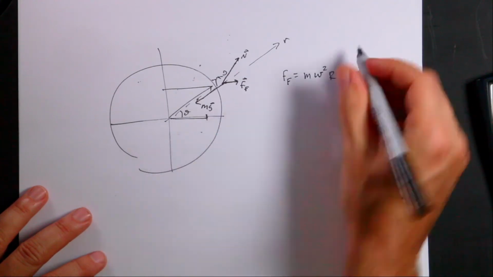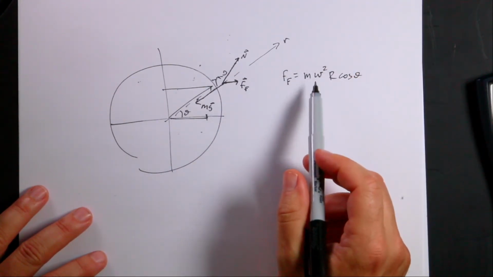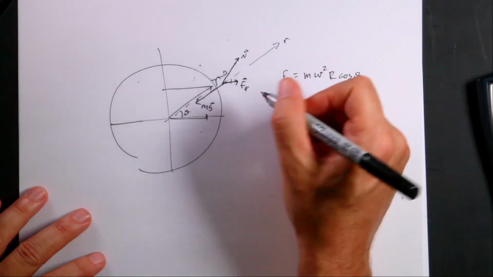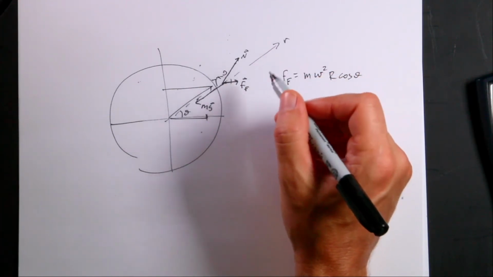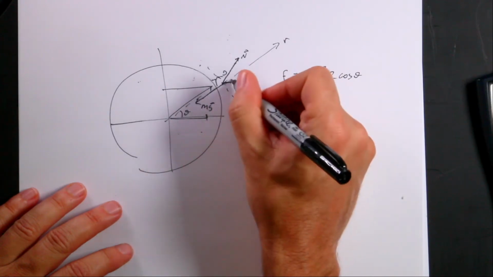That's how big I am. So I'm going to use R cosine theta. That's the magnitude of the fake force, the direction of the fake force along the R direction. I only care, let's just find this along the R direction. I probably shouldn't have done it that way. So that angle is also theta.